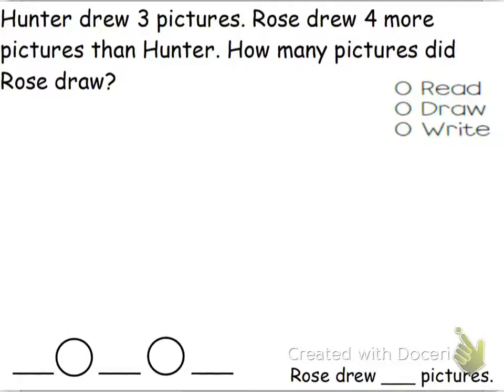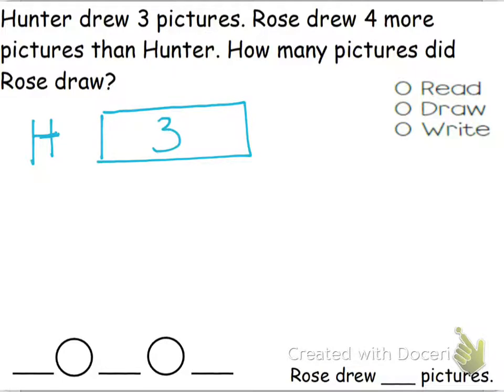Now, we're going to be doing it a little differently. We're still going to be labeling with the letter and number, but it's going to look a little different since we're doing a double tape diagram. So we're going to have the H for Hunter outside the box, and then we're going to draw a box with 3 in it. That's Hunter's 3 pictures.